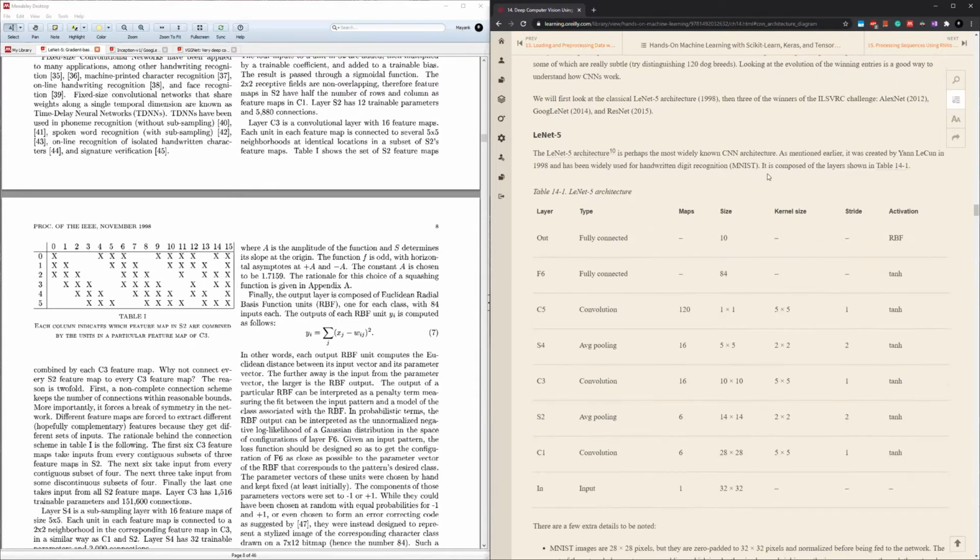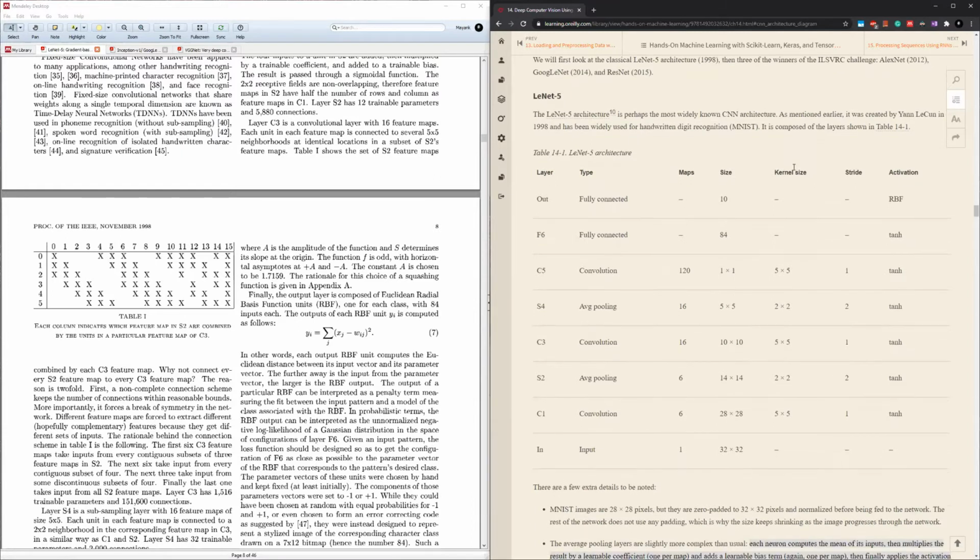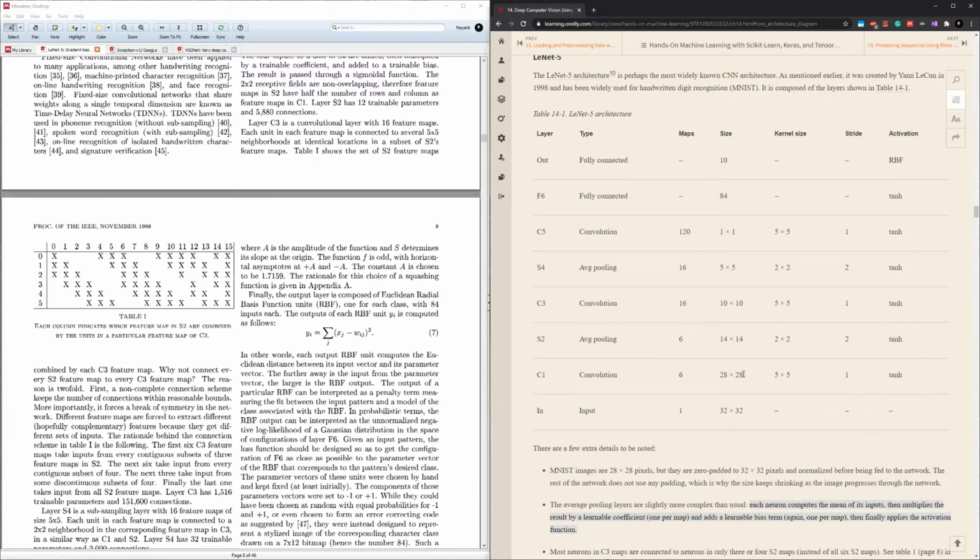Now we will go on to LeNet-5. This was the first architecture that was introduced by Yann LeCun in 1998, and this was used for handwriting digit recognition. And these are the 5 layers that have been shown here.